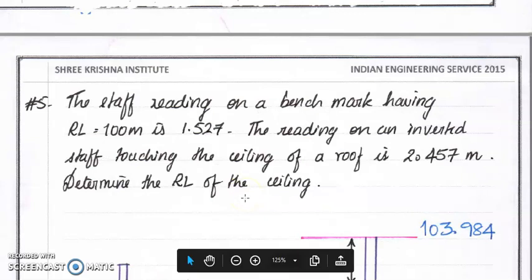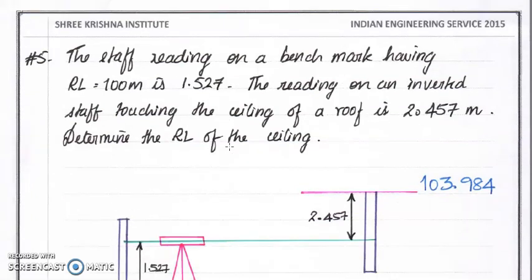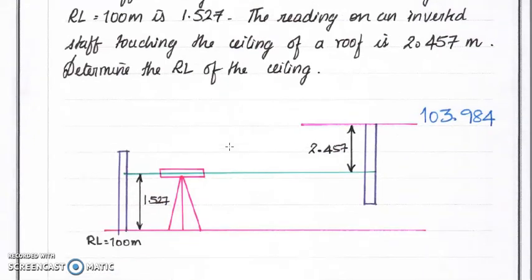So the given problem is, what is the RL of the roof, the RL of the ceiling, where the leveling staff was held inverted. Then the backside reading over the benchmark is 1.527, and the RL of the benchmark is 100. It is very simple. This is a question asked in GATE.